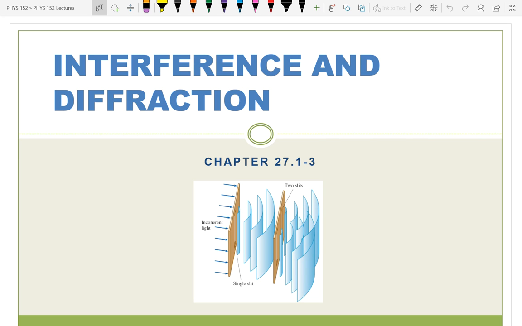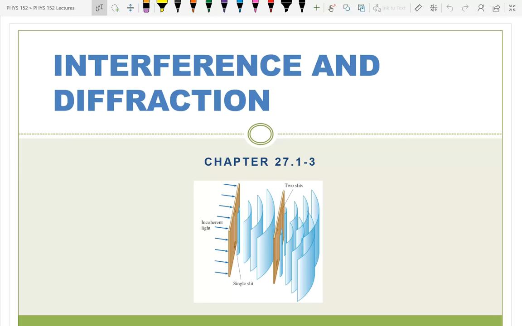Today we are going to shift gears yet again. So we've been talking about optics, and we're going to stay in optics, but up to this point it's been geometrical optics, where we've been studying the ray nature of light. Now we're going to shift to talk about wave optics, the wave nature of light. That is, light is a wave.